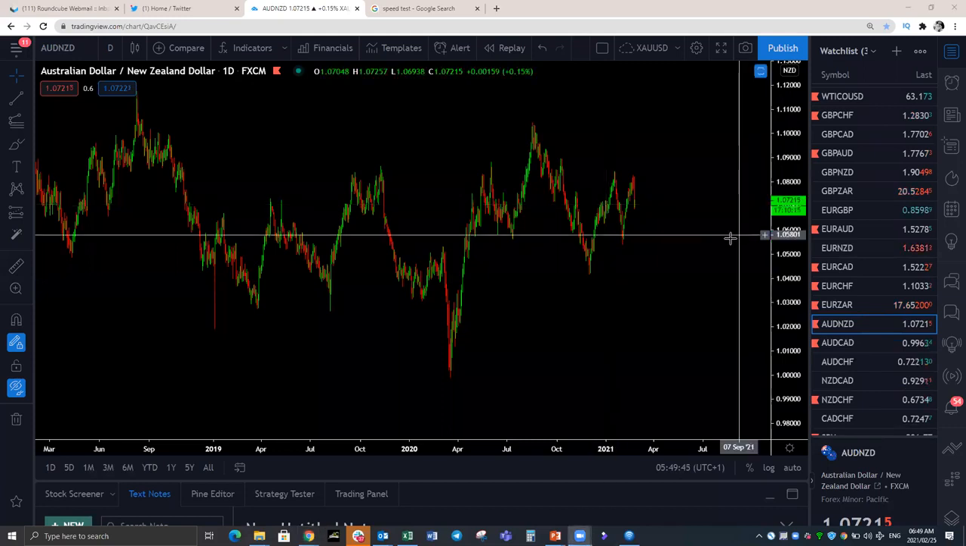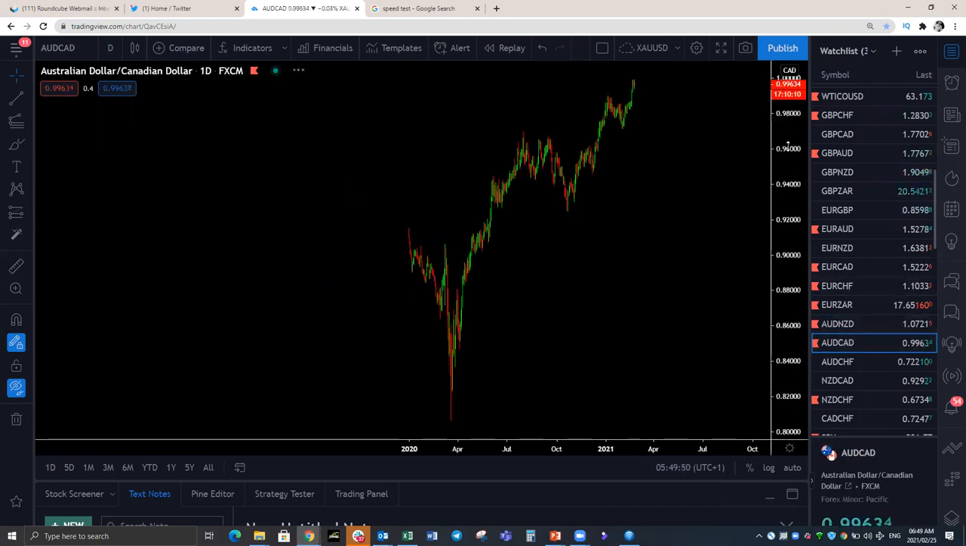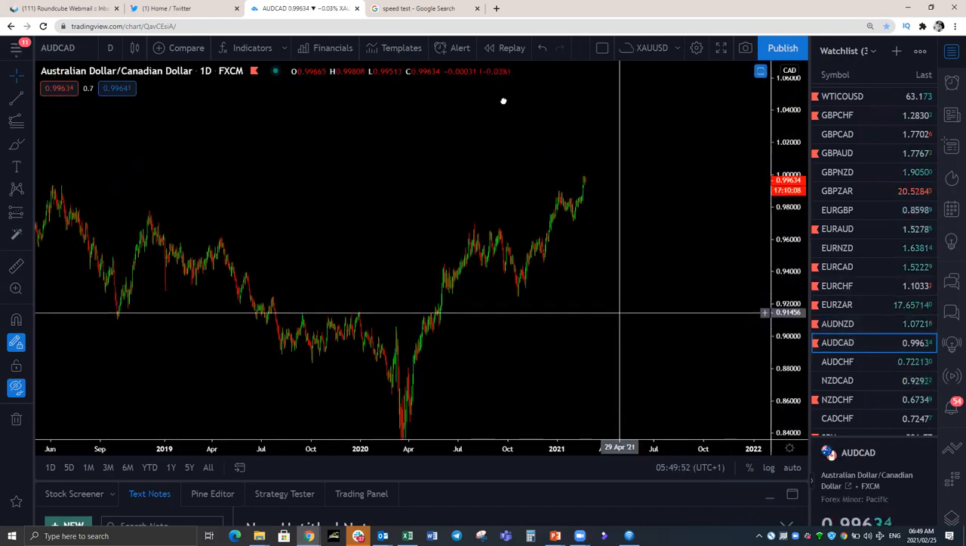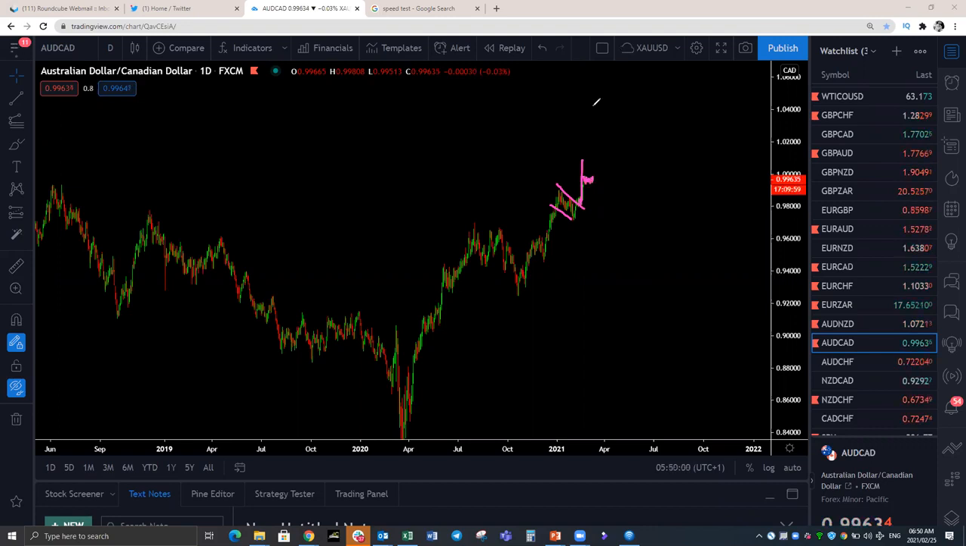That is Aussie New Zealand. Let's look at the rest of the crosses. Aussie CAD on the daily, we broke out of this corrective structure. This was our trade setup here. It is still pushing up higher. Looks like we're getting another entry here on Aussie CAD.